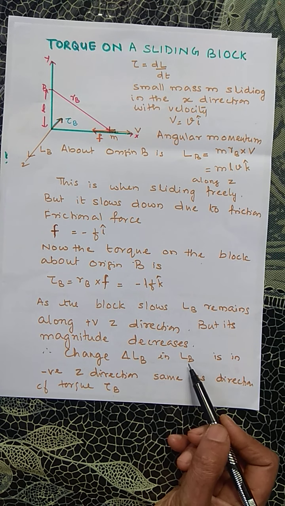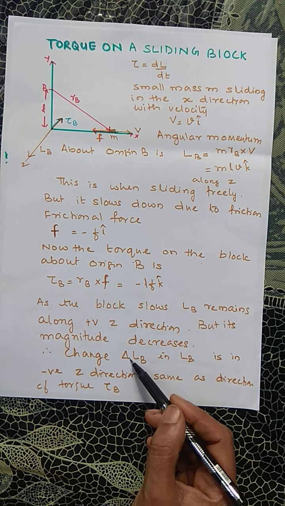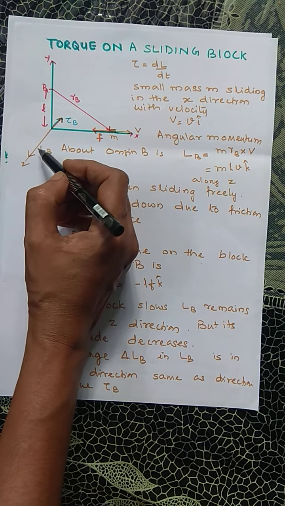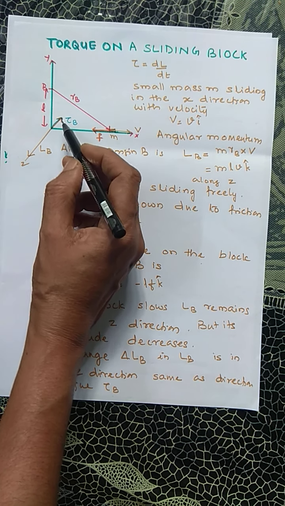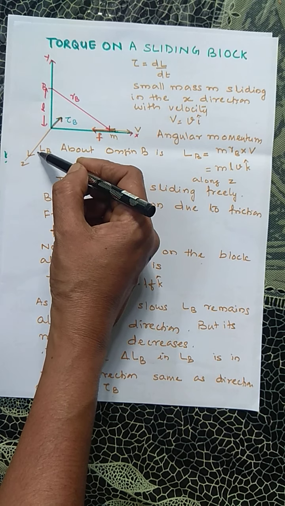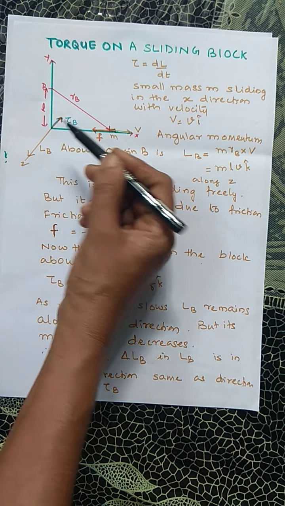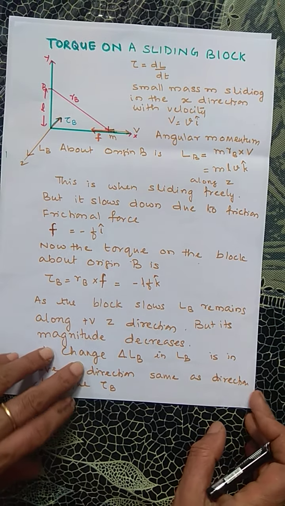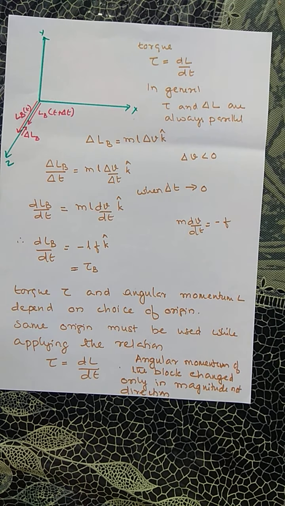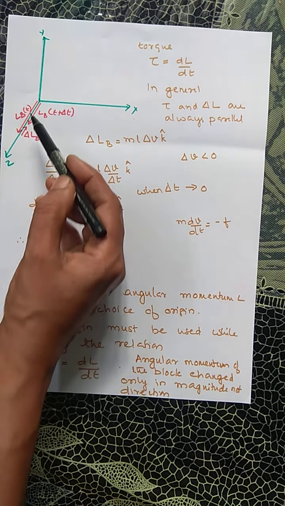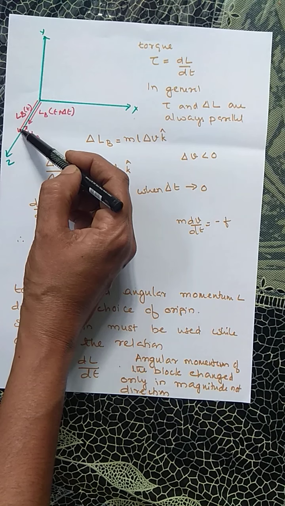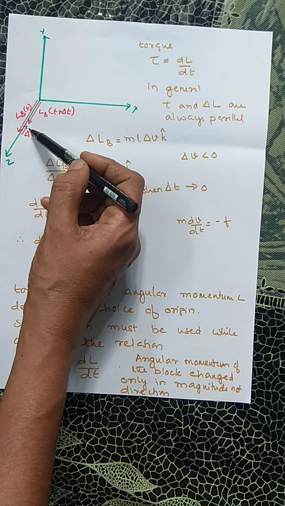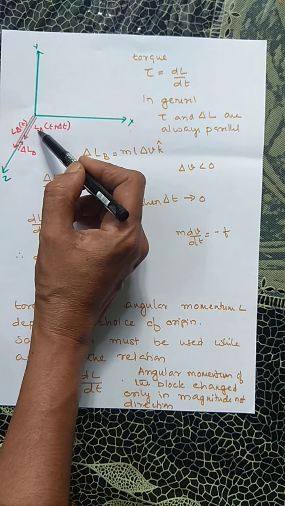The change in angular momentum about origin B is delta LB. The change is taking place in the opposite direction because it is decreasing. The direction of change of angular momentum is along the negative Z direction. It is the same as the direction of the torque tau B. This is angular momentum LB along the positive Z direction, and the change delta LB along the negative Z direction. Due to this change, the angular momentum decreases.